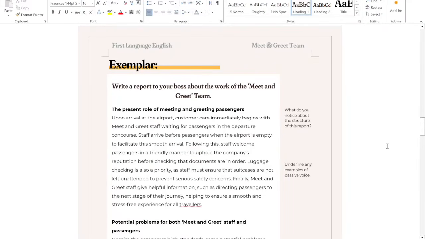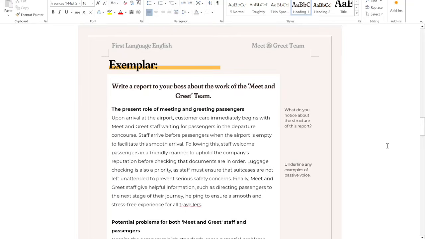Okay, let's read. A reminder of the task then. Write a report to your boss about the work of the meet and greet team. If you like, I will also link the past paper in there if you want to read the text that this is based on, but basically it's the staff that work at the airport that greet you into the airport and direct you where to go. The present role of meeting and greeting passengers.